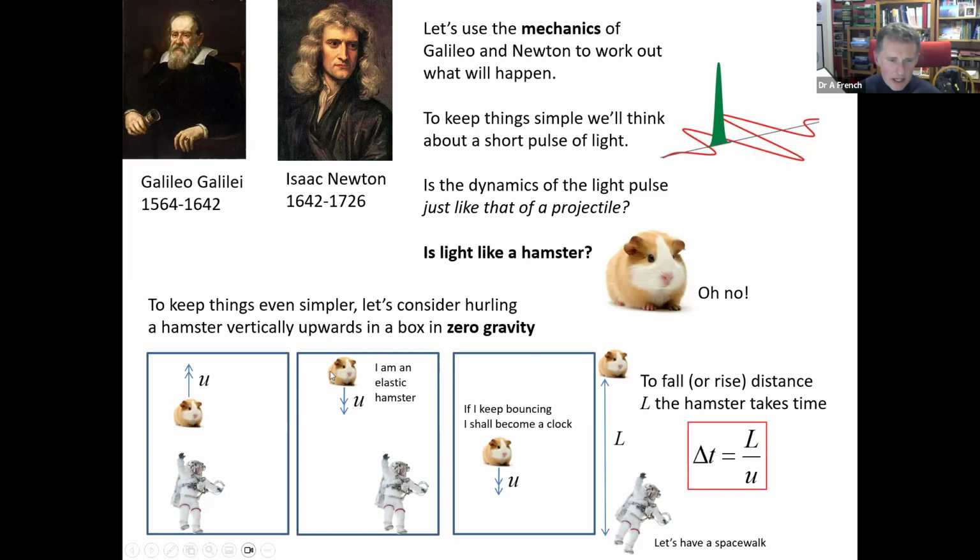He's an elastic hamster and likes this. So the idea: the hamster's hurled at speed u and bounces elastically off the wall of this glass elevator. The little hamster's going to bounce around like a clock, right? It's going to keep going, and so there we go.